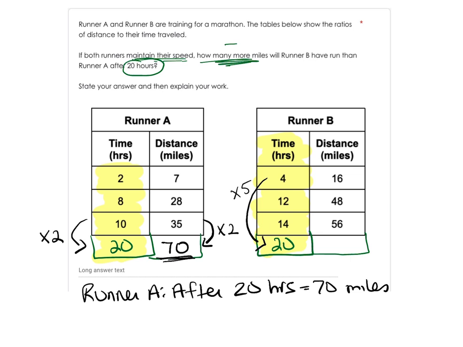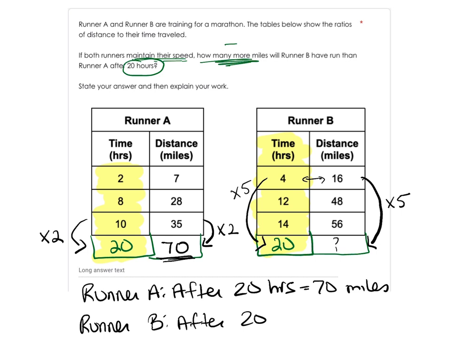So now I have to do the same thing on the other side. So I'm going to go from the 16, right? The 16 matches up with the 4, all the way down here. And to find out what this missing value is here, I'm going to do the same thing, times 5, because that's how I create equivalent ratios. I multiply both sides or divide both sides by the same number. So now I do 16 times 5, and that's going to give me 80. So that means that runner B, after 20 hours, has run 80 miles.